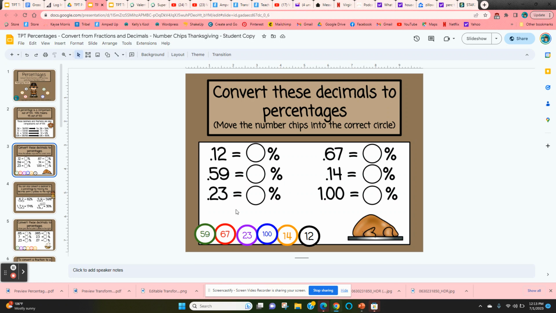So the first one's pretty simple. They're just changing from decimals to percentages. 12 hundredths, 12%, 59 hundredths, 59%. And to move these, they just click on the edge, click and hold, and then they can move it into place. When they get to the end, one whole would be 100%. So this slide is more of a practice slide. It's pretty simple.